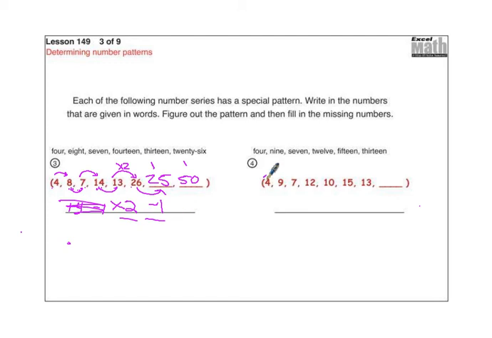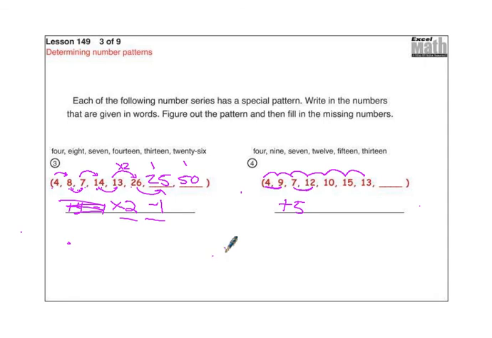On this next one, we got 4 to 9, 9 to 7, 7 to 12, 12 to 10, 10 to 15, 15 to 13. This one looks pretty easy. What are they doing from 4 to 9? Plus 5, right? Does that work to go from 7 to 12, plus 5?